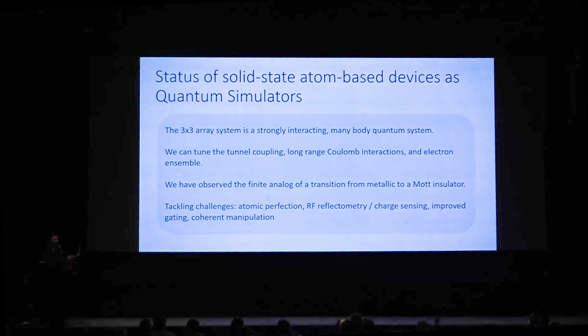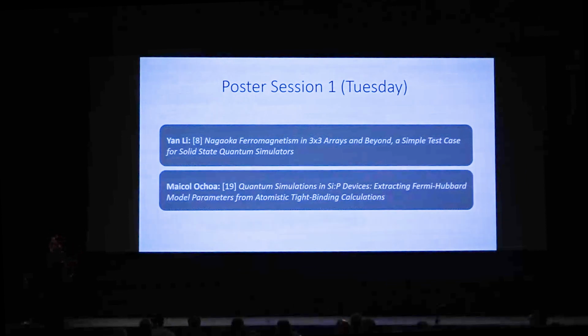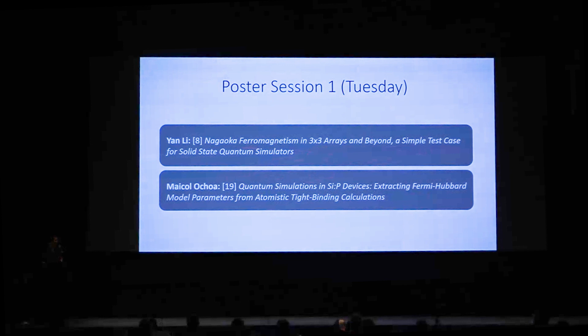So maybe I'll just skip the summary, but you can just imagine everything that I said. I will quickly advertise, I think tomorrow we've got two theorists from our group who are going to be talking about Nagaoka ferromagnetism in bi-N arrays, which again also require atomic perfection, and also how do we map accurately, say using atomistic models, to get to and from the Fermi-Hubbard model? So with that, I'll take any questions if there's time left.